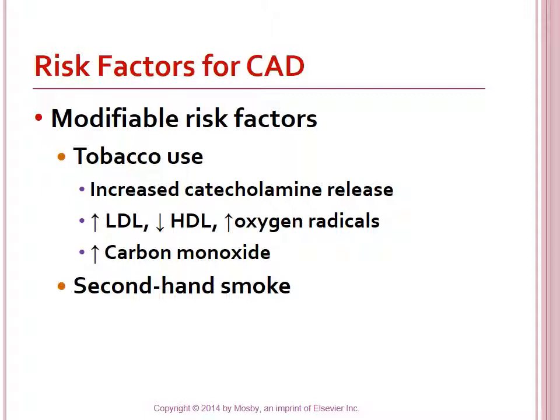Nicotine in tobacco smoke causes an epinephrine and norepinephrine release. The neurohormones cause an increased heart rate, peripheral vasoconstriction, and increased BP. These changes increase the cardiac workload. Tobacco smoke is also related to an increase in LDL level, a decrease in HDL level, and a release of toxic oxygen radicals. All of these add to vessel inflammation and thrombosis.